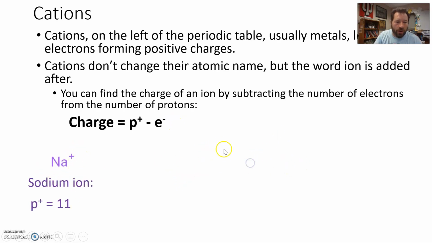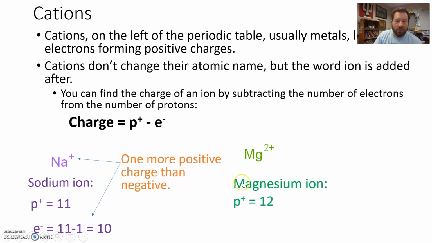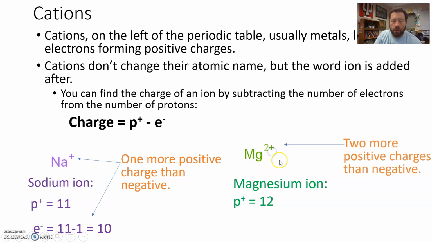Na+, that's a sodium ion. We know that it's 11 protons. All sodium has 11 protons. We know that we have 1 more positive charge than negative charge. So we must have 10 electrons. Magnesium, 2+. Magnesium ion, again, we can look at the periodic table, find the atomic number, 12 protons. This time we know that we have 2 more positives than negatives. Protons are positively charged, electrons are negatively charged. If we have 2 more protons than electrons, that must mean that a magnesium ion has 10 electrons.